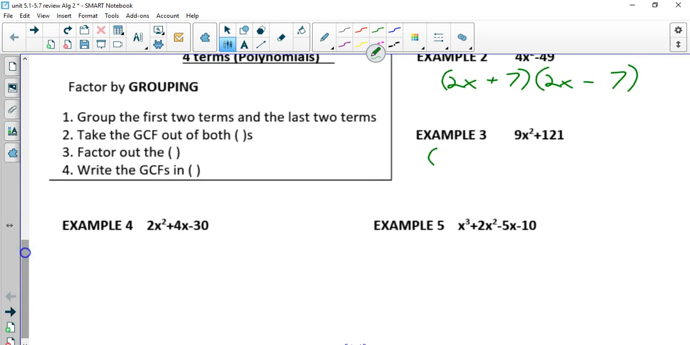Example 3. It's a sum of 2 perfect squares. It's going to be the same setup. Square root of 9, square root of x squared, and the square root of 121. 1 plus, 1 minus. The only thing I got to remember is I have to add the i in.